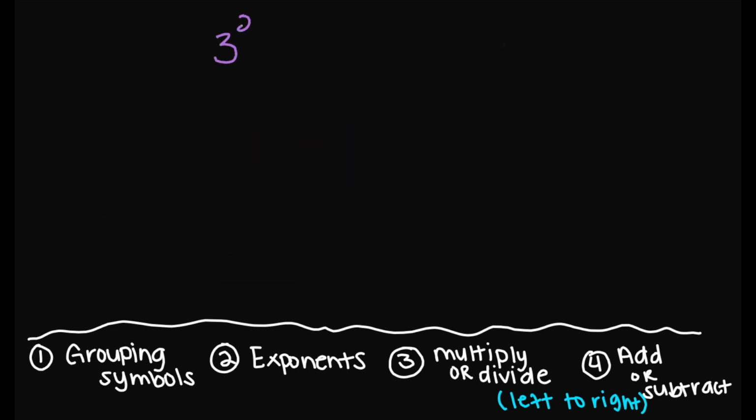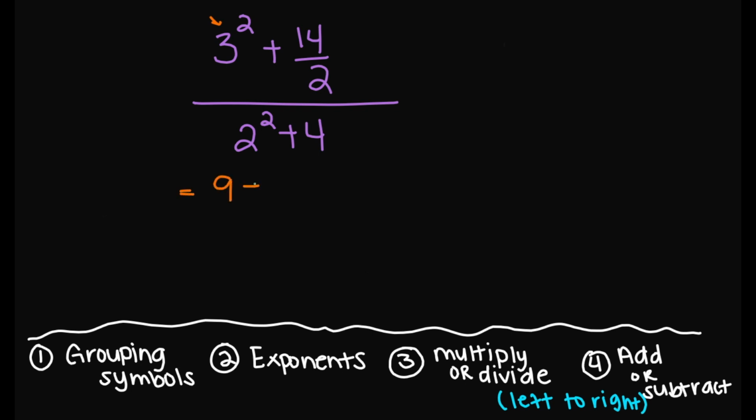3 squared plus 14 over 2, and all of this will be divided by 2 squared plus 4. So we're going to work in our numerator. Notice we do have exponents that we do need to take care of. So 3 squared in my numerator, this is going to equal 9. And then we have 14 divided by 2. 14 divided by 2 is going to equal 7. So my denominator, again, we have 2 squared. What's going to equal 4? Plus 4 in my denominator.